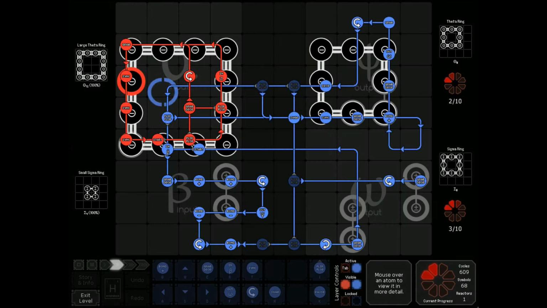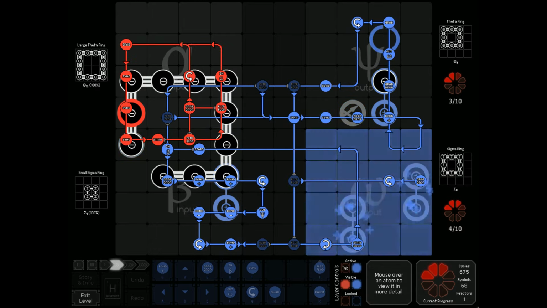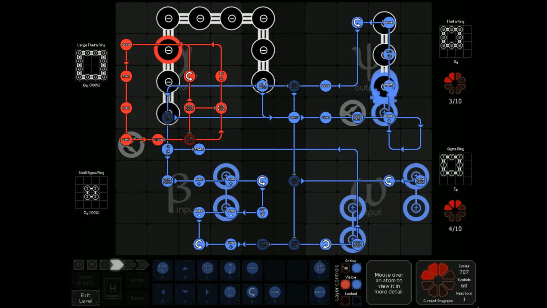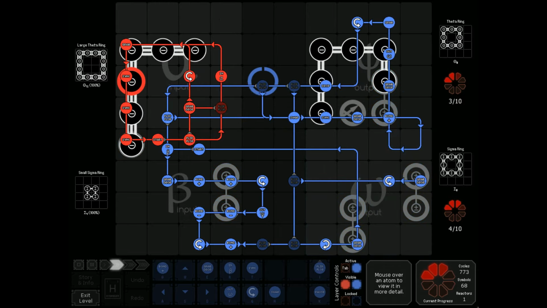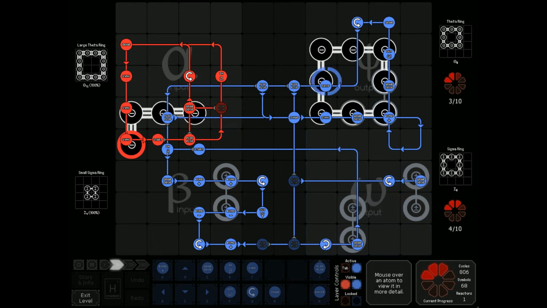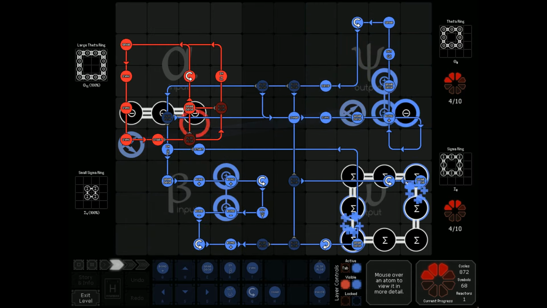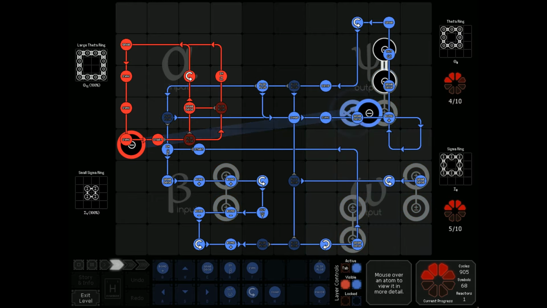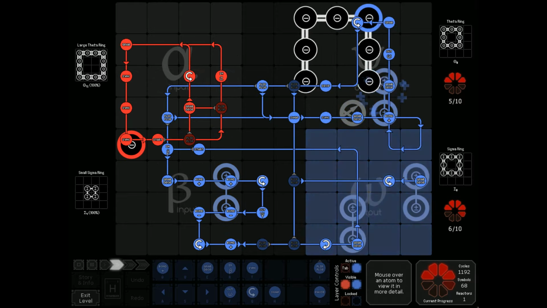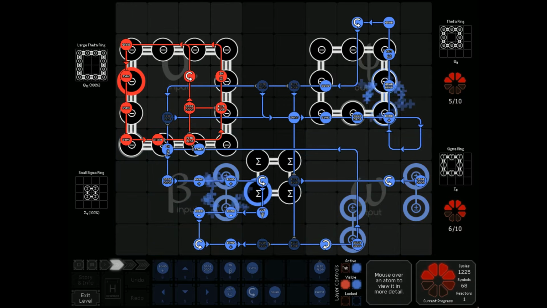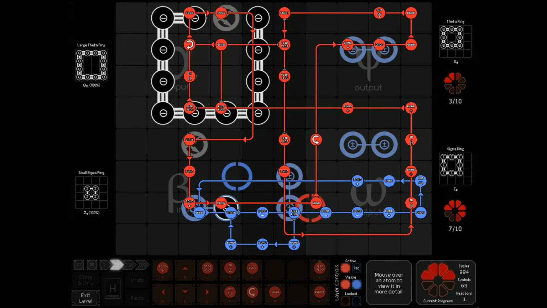Lazycomet also uses the red Waldo to hold the large ring for the blue Waldo, but instead works on each side individually using flip-flops to count the sides. Blueeyedrat uses the blue Waldo exclusively for the small ring and the red Waldo for the large one.